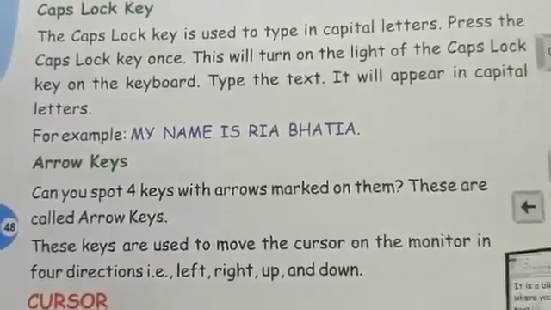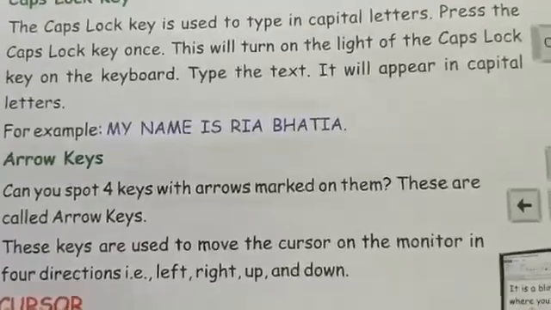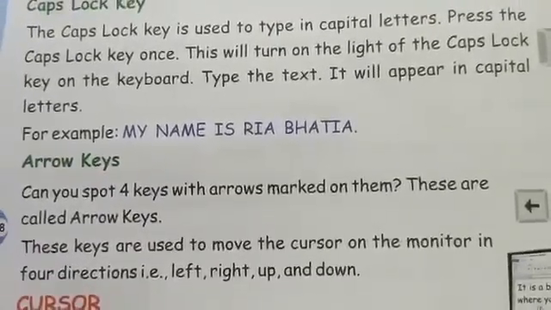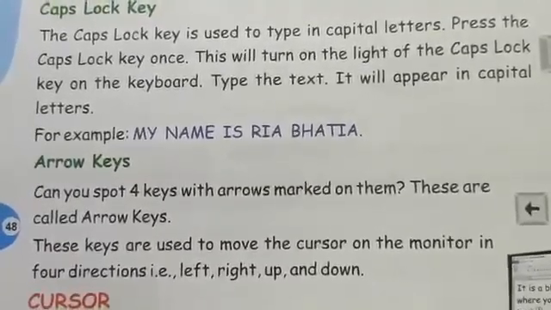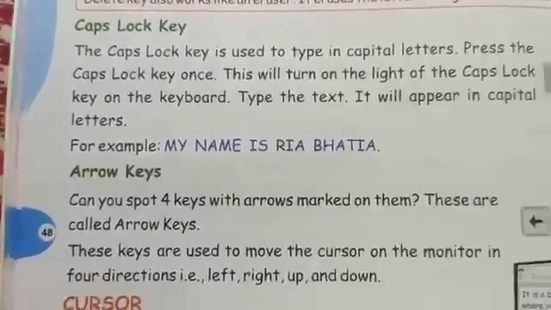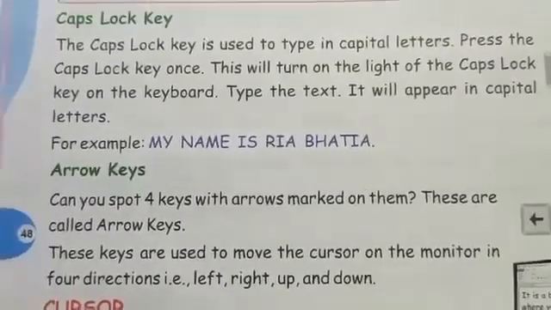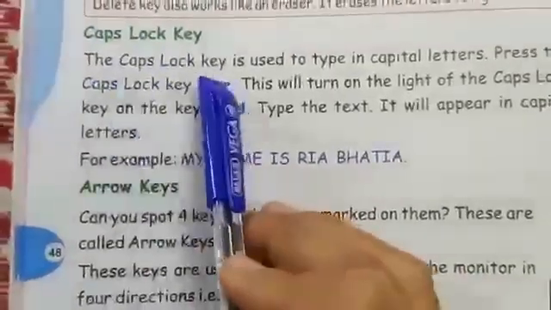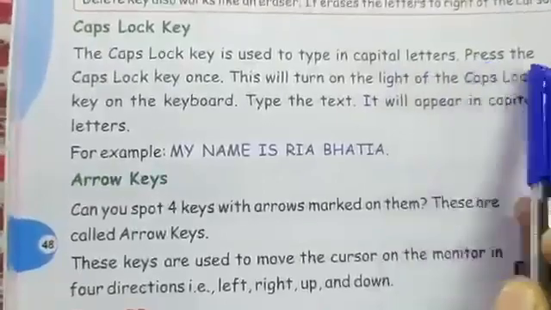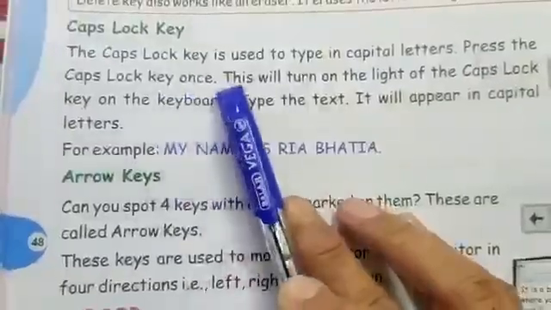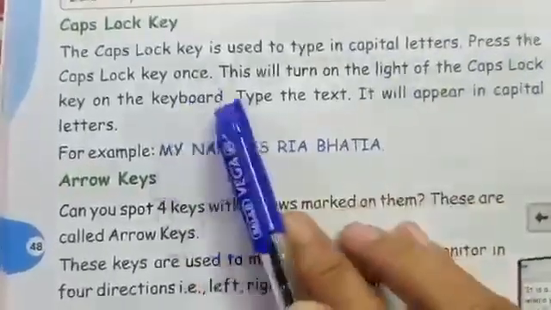So with the help of the caps lock key, अगर आप एक बार press करते हो caps lock key को, उससे आप capital में लिख सकते हो. And suppose if you want to write in small, then you have to press the caps lock key again. अब फिर से अगर आप caps lock key को press करोगे तो you will be able to write in small letters. So the caps lock key is used to type in capital letters. Press the caps lock key once. This will turn on the light of the caps lock key on the keyboard.